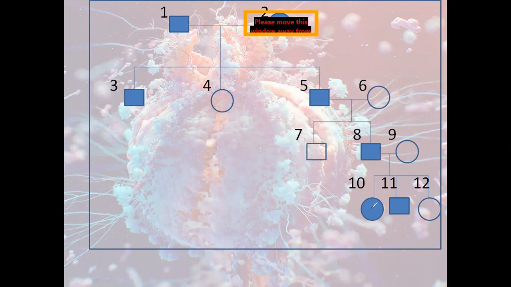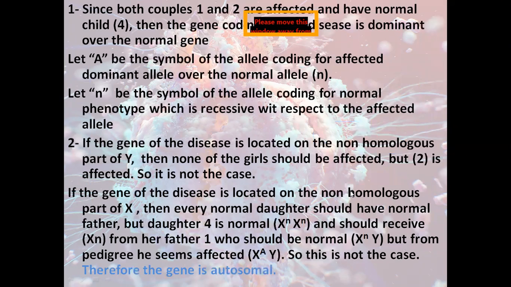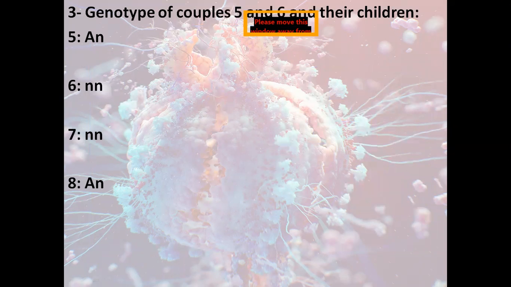Okay? So here the couple is 5, 5 is affected, but he gave birth to normal, so it's An for the normal, and An for 8, which is affected. And here we finished everything related to the description about the localization of the gene and the dominant and recessive.